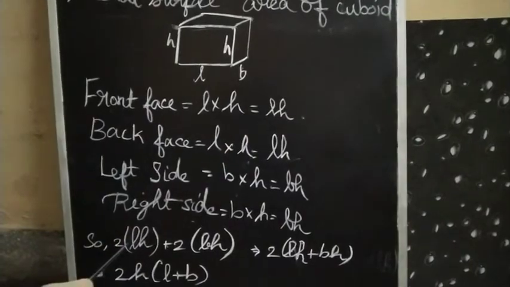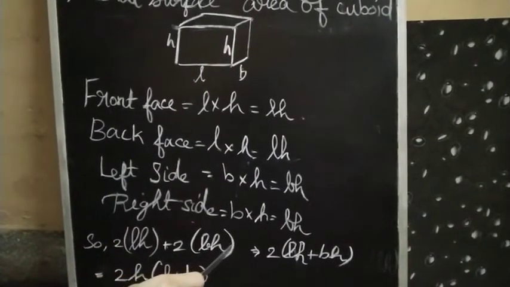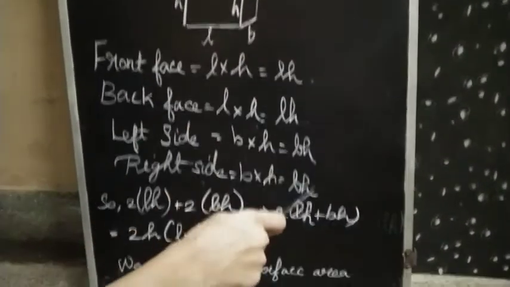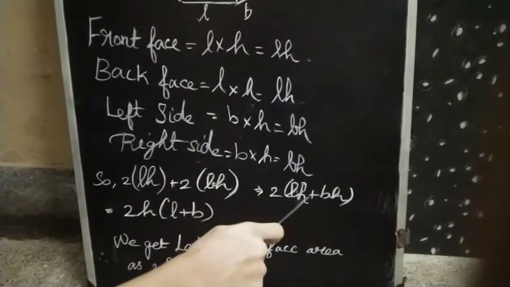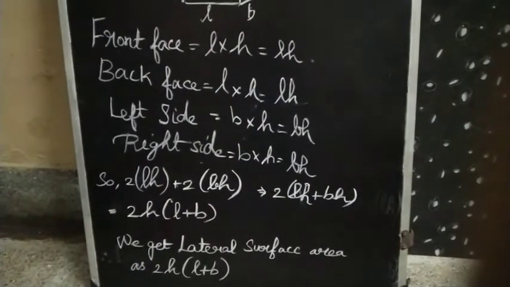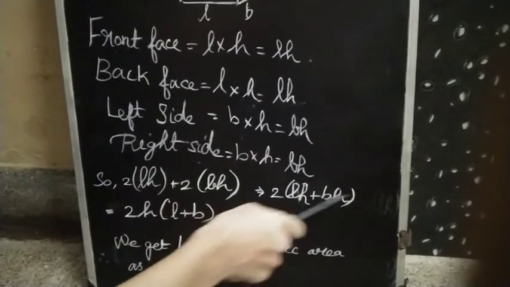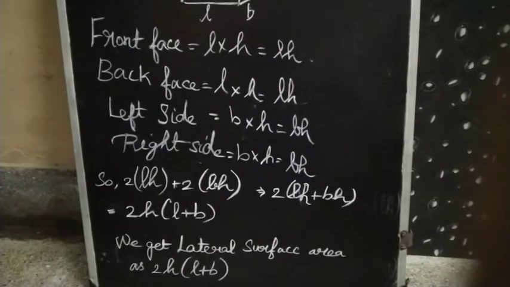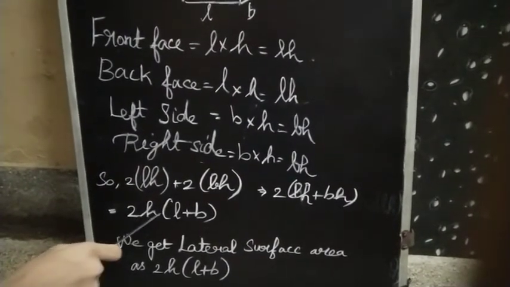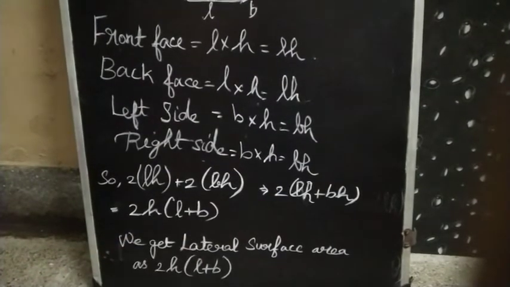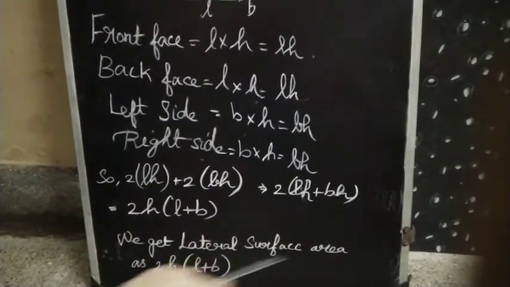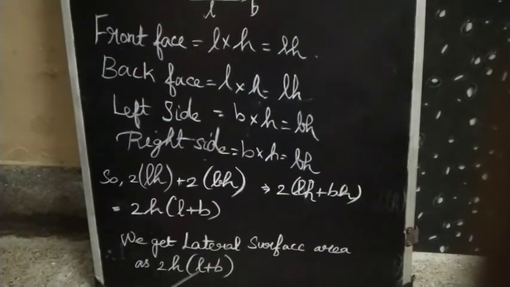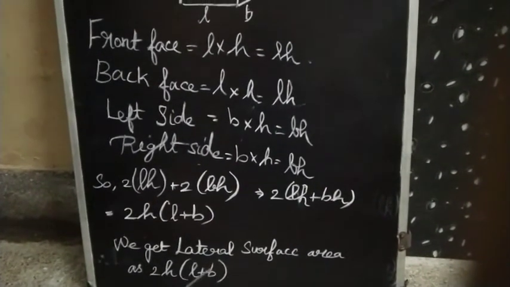So see, 2 into LH plus 2 into BH, because 2 times LH and 2 times BH. We get 2 into (LH plus BH). See carefully, there is H common in both. So we have to take H commonly. So 2 into height into (L plus B). So we get lateral surface area of cuboid as 2 into height into (L plus B), that is length plus breadth.